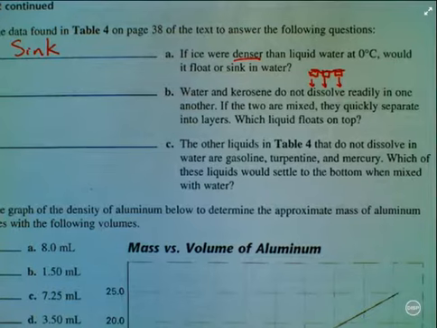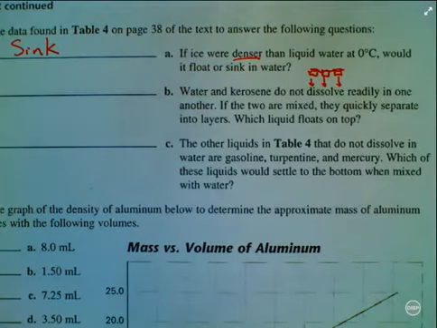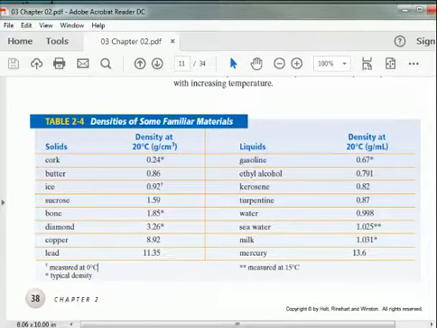B, water and kerosene do not dissolve readily into one another. It's kind of like, you know, very similar to mixing water and oil. They don't mix. If the two are mixed, they quickly separate into layers. Which liquid floats on top? So with this particular problem, we're looking at water and kerosene. So let's look over here at the liquids. Okay, we have kerosene coming in with a density of 0.82, and we have water 0.998.